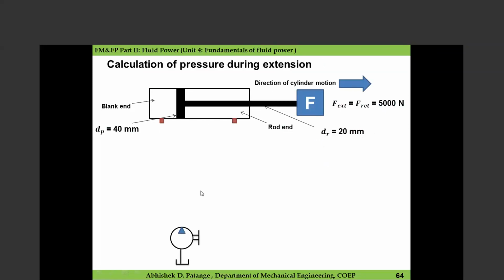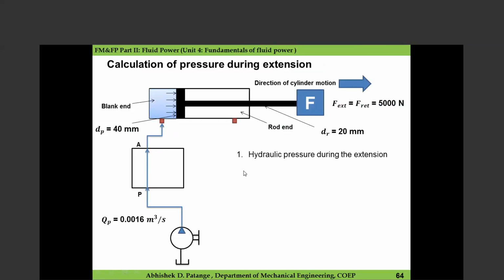Now we have these two ports. The liquid which is coming from the pump will be delivered to port P with this particular discharge, and from port P to A at the blank end. The liquid entering from the blank end will push this piston towards the right hand side. At this particular moment, as we know, the pressure generated in the hydraulic system is because of force acting per unit area. So here the force of extension is 5000 Newton, and the area is nothing but the area of this blank end side. So we can consider this as the area of piston.